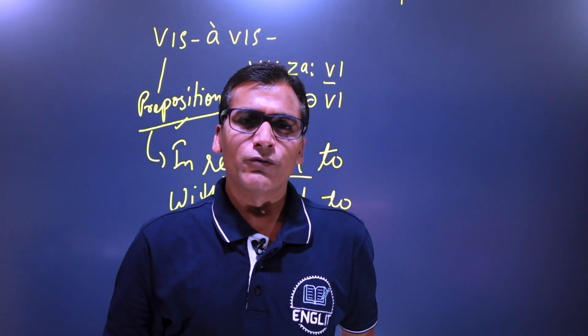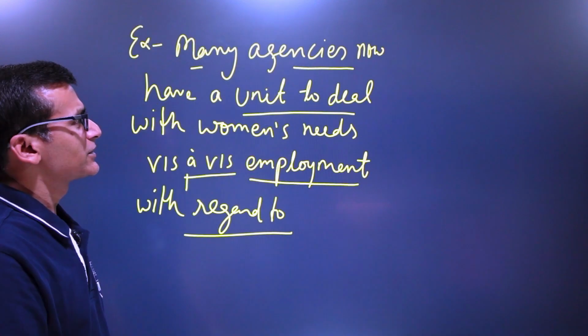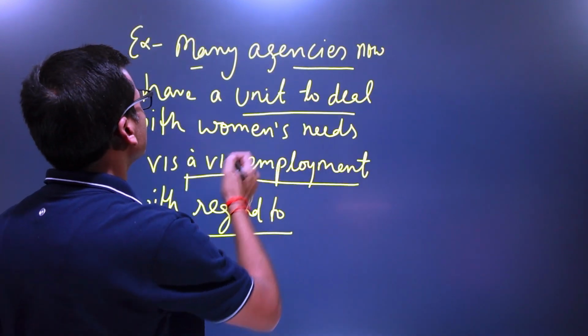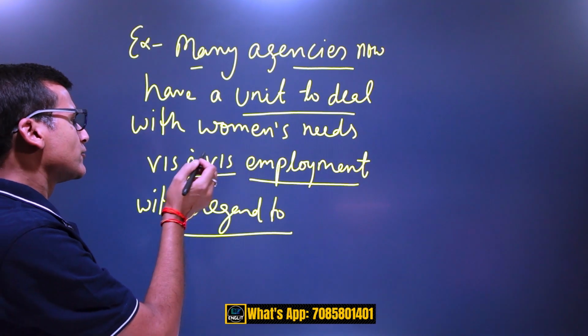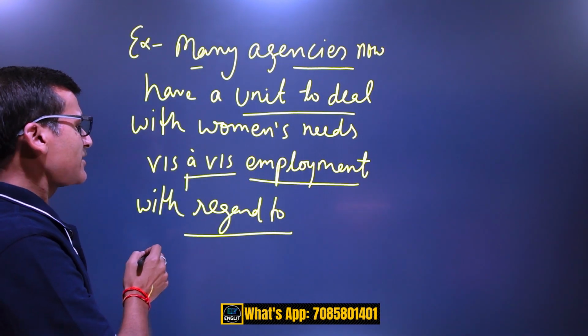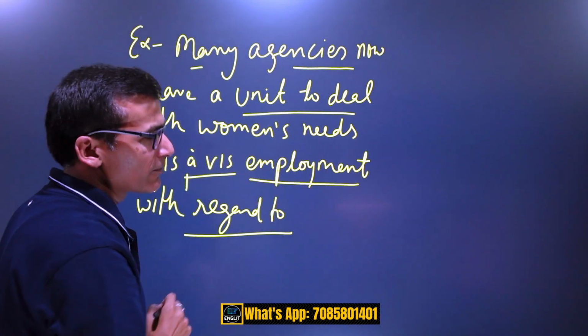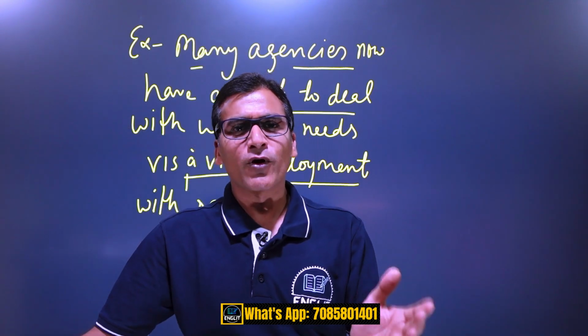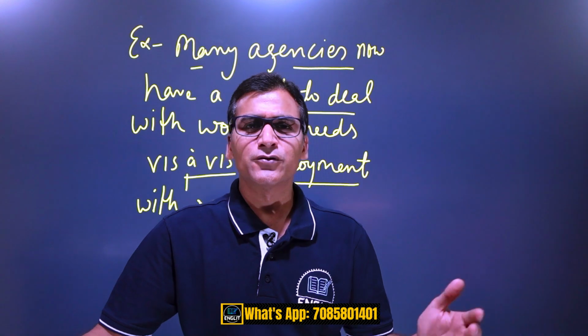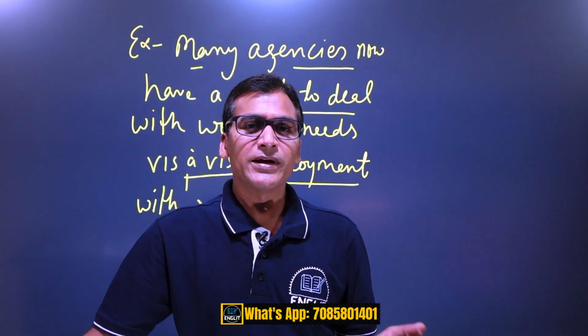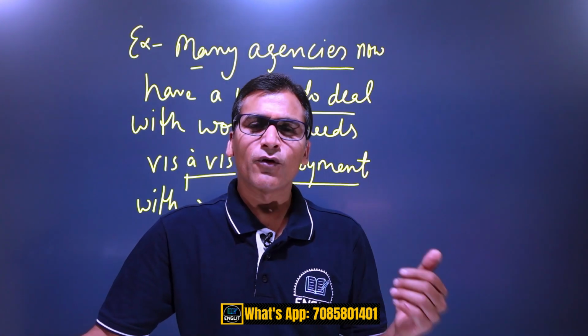Instead of all of these, you can use vis-a-vis. So there are many agencies which nowadays have a unit to deal with women's needs vis-a-vis, that is to say with regard to employment. In relation to employment, there are many agencies. In relation to or with regard to can be used in the beginning, but vis-a-vis is used only in between.